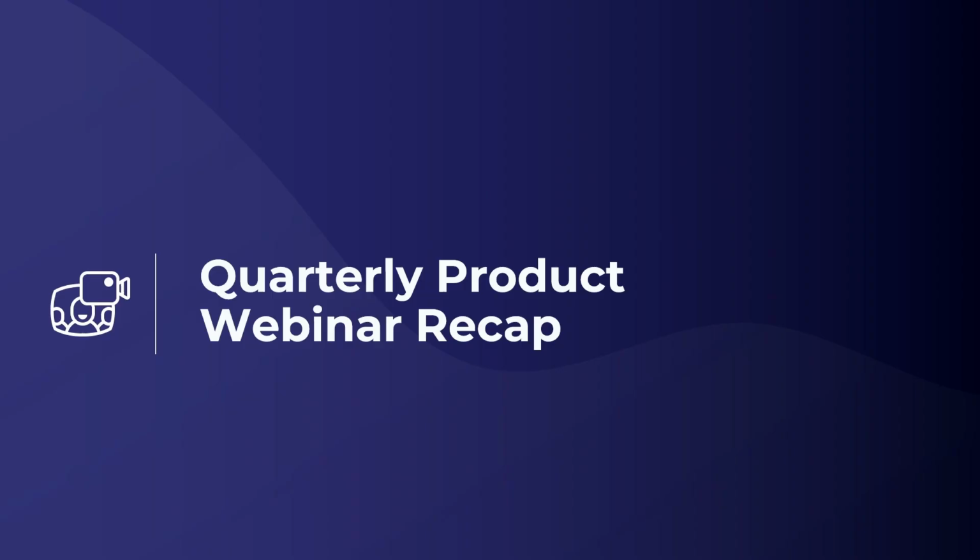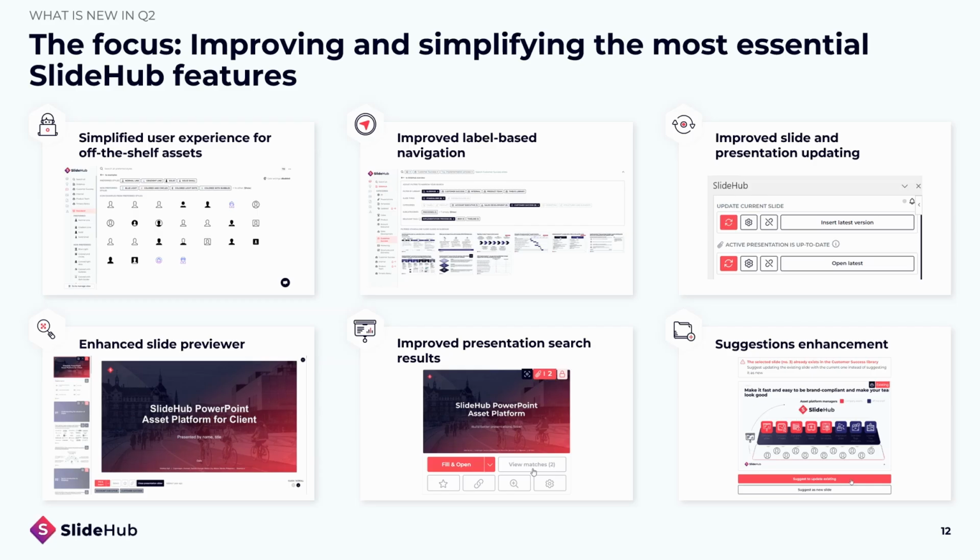Quarterly product webinar recap. What is new in Q2? The focus was on improving and simplifying the most essential SlideHub features. We have now simplified the user experience for off-the-shelf assets. We've improved our label-based navigation. We improved the slide and presentation updating. We've introduced an enhanced slide previewer. We've improved the presentation search results. And we have enhanced our suggestions as well.